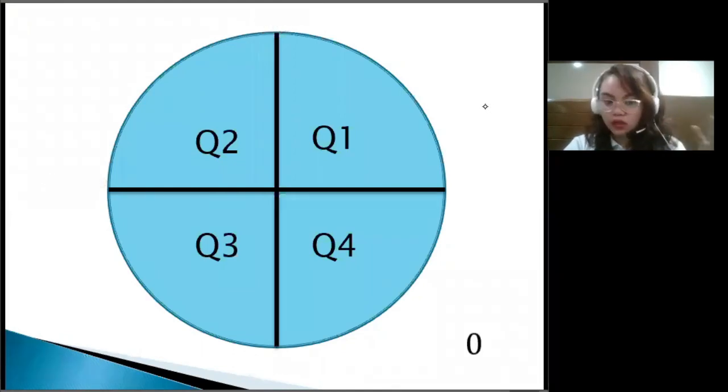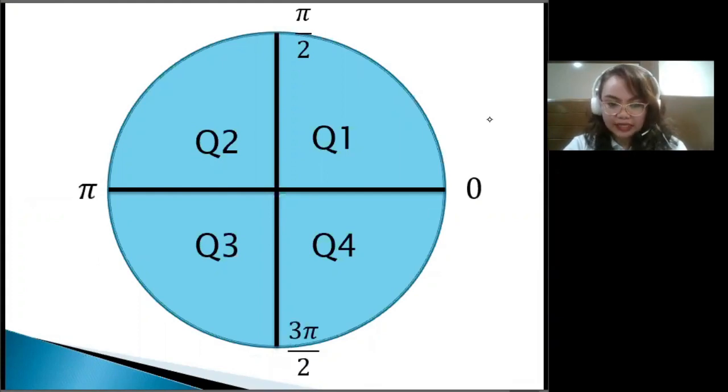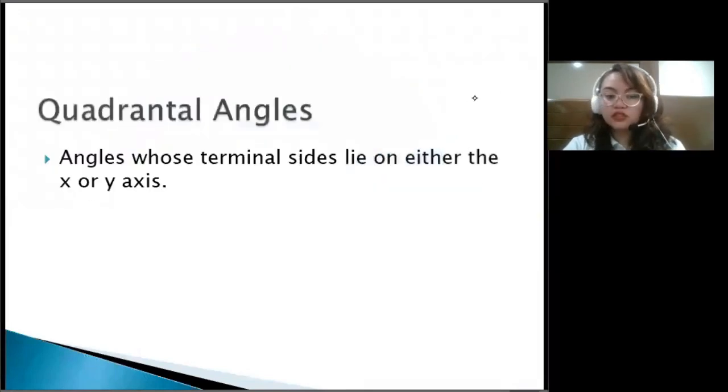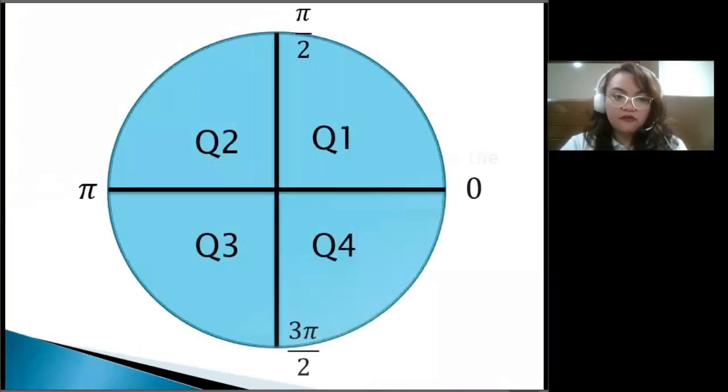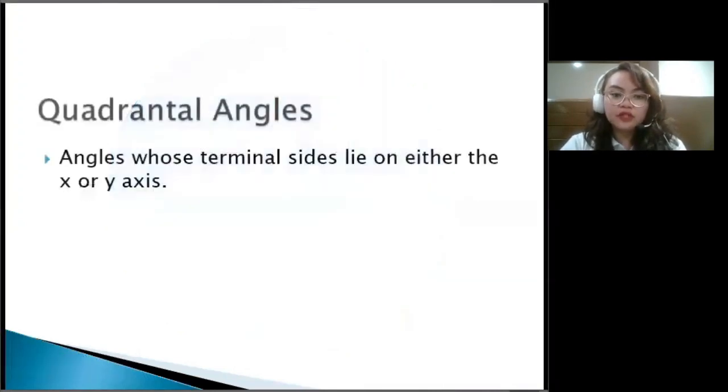If we convert all of those to radian, this is what you will get. From 0 to pi over 2, that's quadrant 1, and so on. There are also angles that end exactly along the x or y axis. They fit exactly along the x and y axis. Dito sila nagtatapos, dito yung terminal side nila. And those angles are called the quadrantal angles.